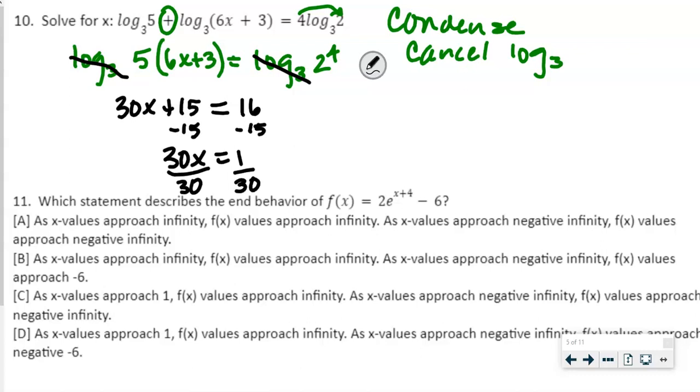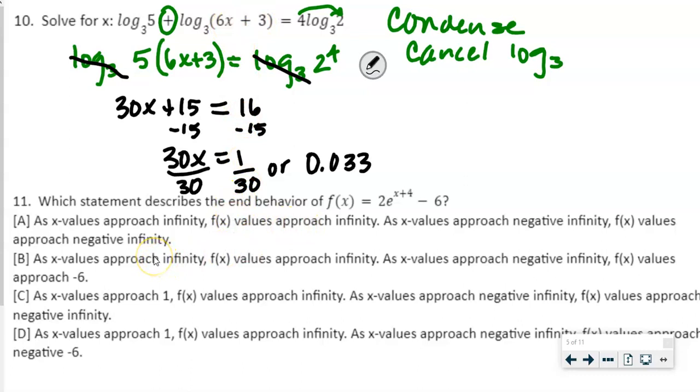So it's going to give us 1 over 30, and if we look at that as a decimal, it's going to be 0.033, okay? Now again, check it up here. That would be 6 divided by 30, which would be 1/5. That's still going to be positive, so that's what you're looking for, okay?